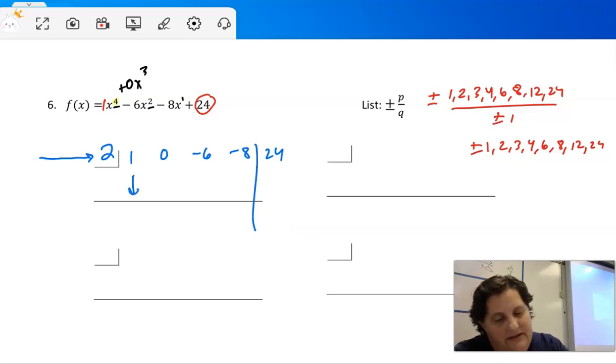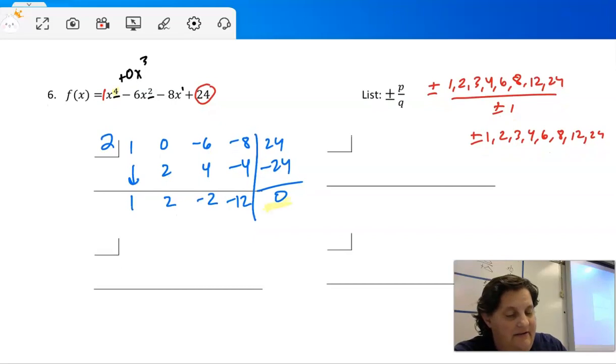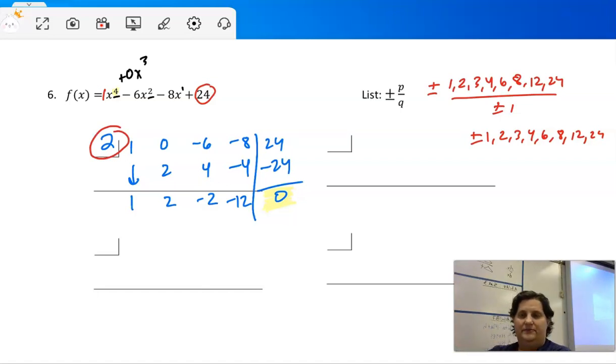Okay, so I'm going to go like this. If I bring down 1, 1 times 2 is 2, that's 2. 2 times 2 is 4, that's -2. -2 times 2 is -4, that's -12. And -12 times 2 is -24, which is 0, which is great. It means I have no remainder, which means 2 is definitely a solution.